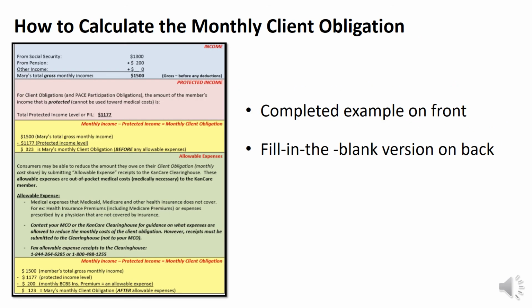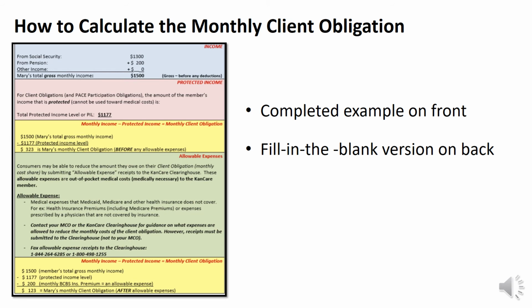How to calculate the monthly client obligation. We've created a worksheet that can help you understand how to calculate the HCBS client obligation. This worksheet can also be used to help understand the PACE participation obligation and how that's calculated. There's a completed example on the front and then a fill-in blank version on the back. Just running through this worksheet from top to bottom, you can see that Mary in that top box has two types of income, $1,300 from Social Security and $200 from pension. Added together, that's a total of $1,500 a month of her gross monthly income before any deductions.